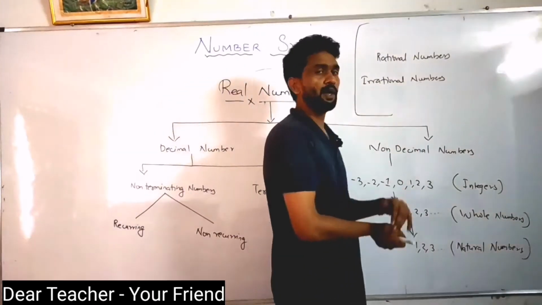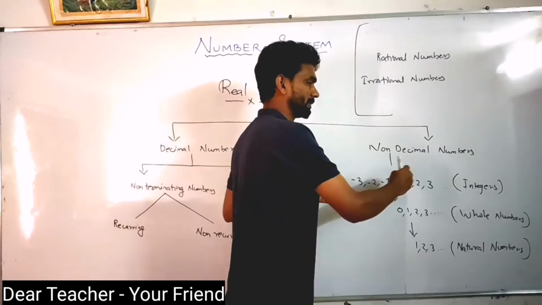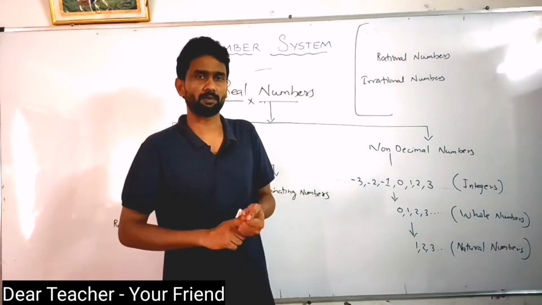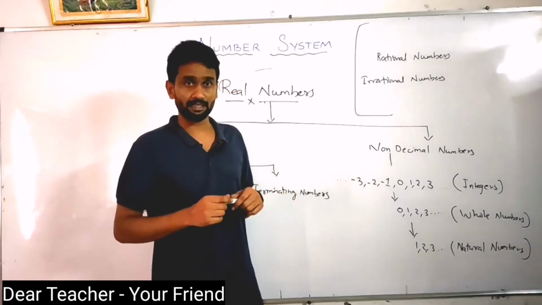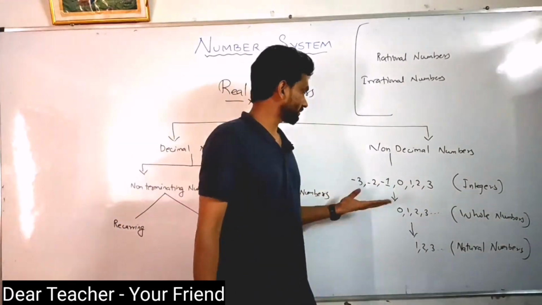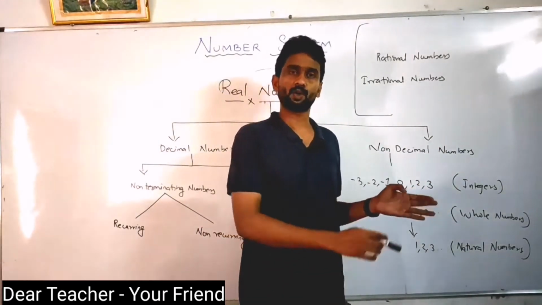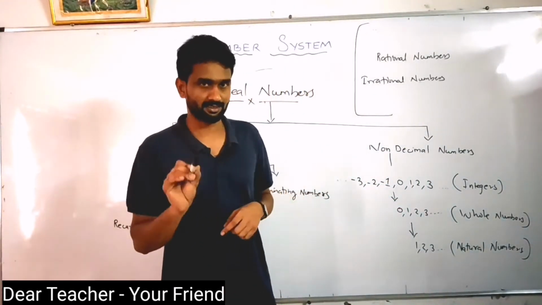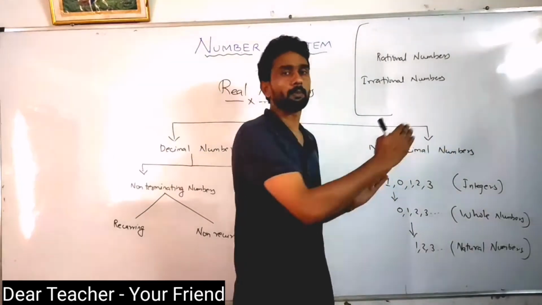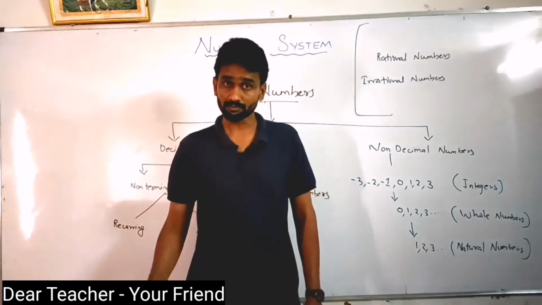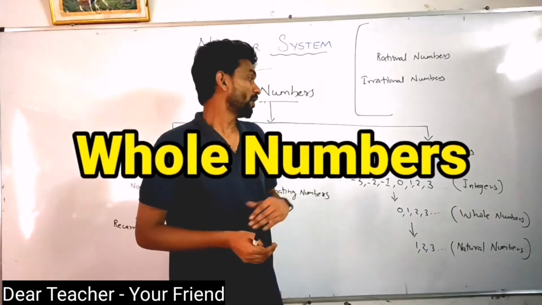So we can go to the non-decimal part. What are the non-decimals? You know all the negative numbers, 0, positive numbers. This all are called what? Non-decimal numbers. These category -3, -2, -1, 0, 1, 2, 3, these all are called integers. Okay. If you are taking 0 to the positive numbers, 0, 1, 2, 3, etc. What is that? Whole numbers.